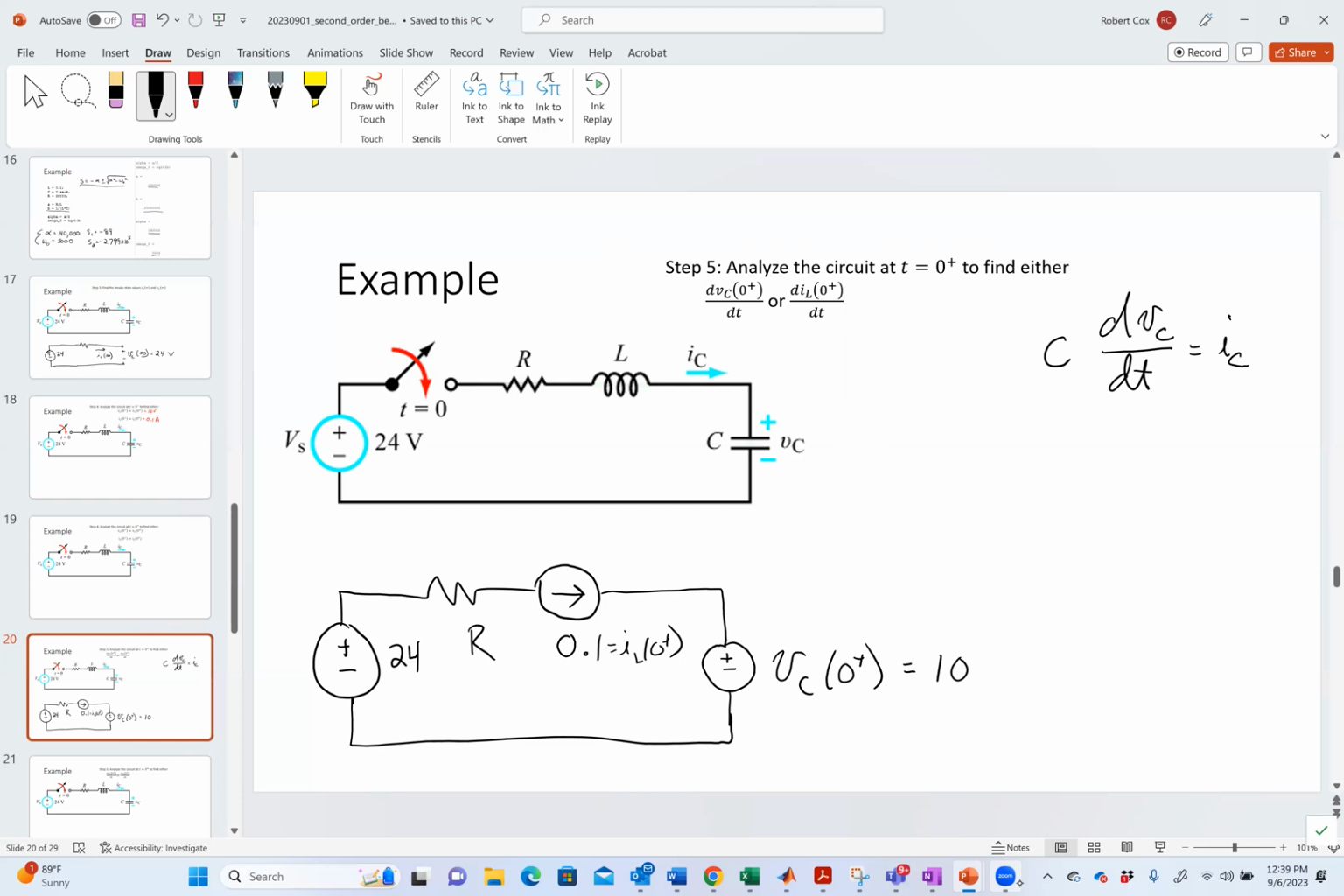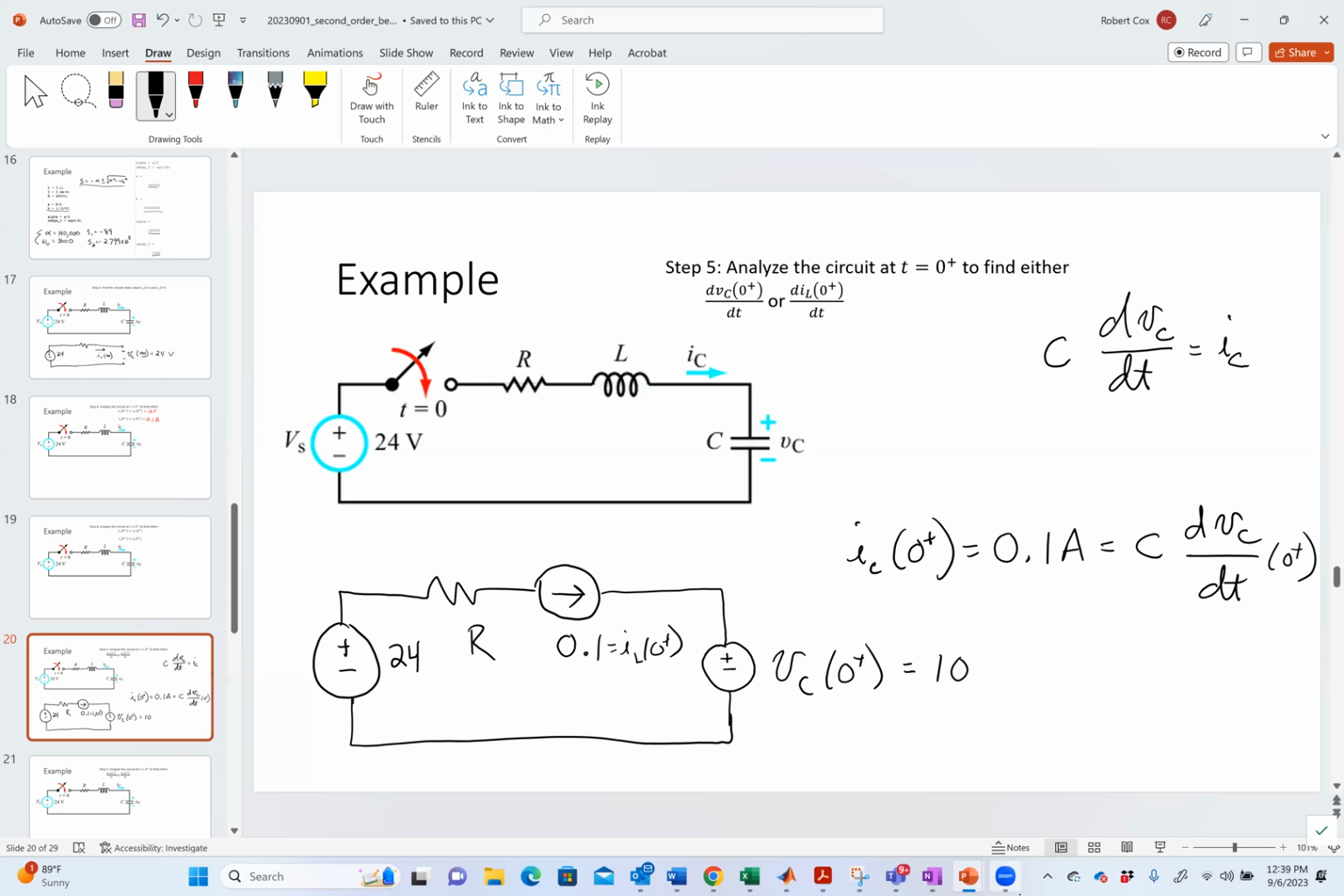I know what it is without doing any work. 0.1. How do I know it's 0.1? Because I have a current source here. The current source is basically locked in the current at a particular value. So without doing any analysis, I know that I sub C of 0 plus is equal to 0.1 amps. And that's got to be equal to C times dVc/dt at 0 plus.